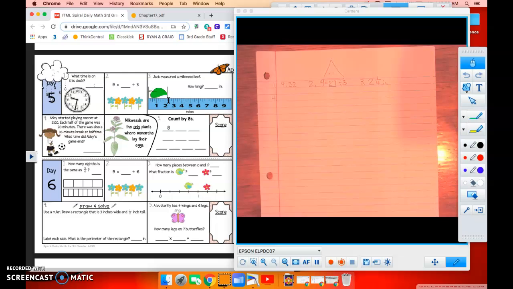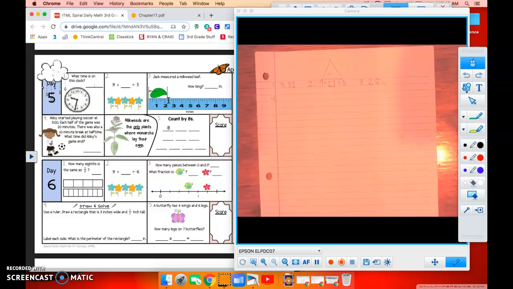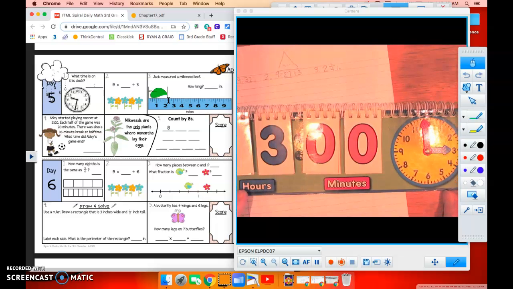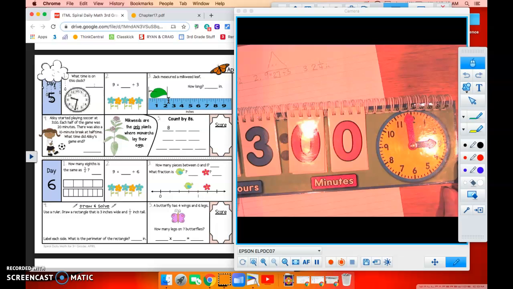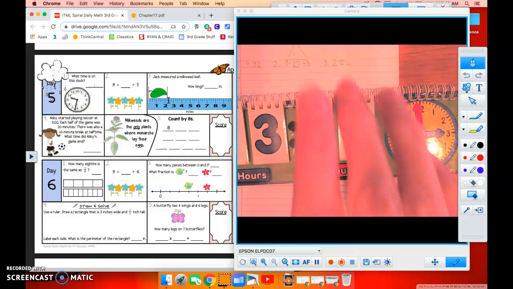All right, number 4. Abby started playing soccer at 3 o'clock. Each half of the game was 20 minutes. There was also a 10-minute break at halftime. What time did Abby's game end? So we know it started, okay? And I brought another friend in. Not this one this time, but got a different one. I'm bringing in this one. Okay? It's a little bit bigger, but it's going to help us do the elapsed time here.